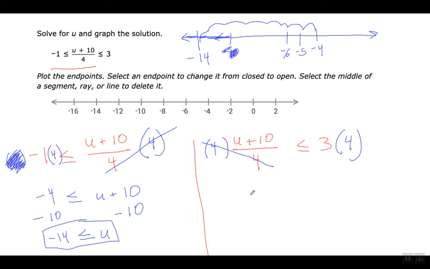So the 4's cancel out. Now I got u plus 10 less than or equal to 12. Now subtract 10 from both sides. And I'll have 2.